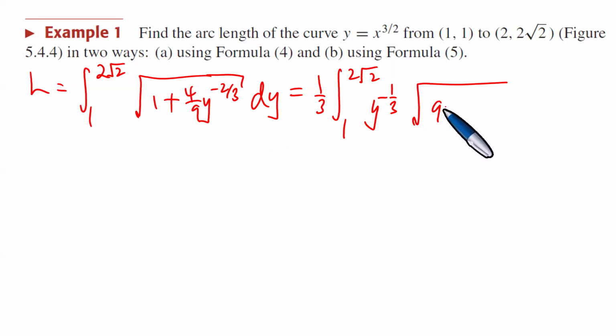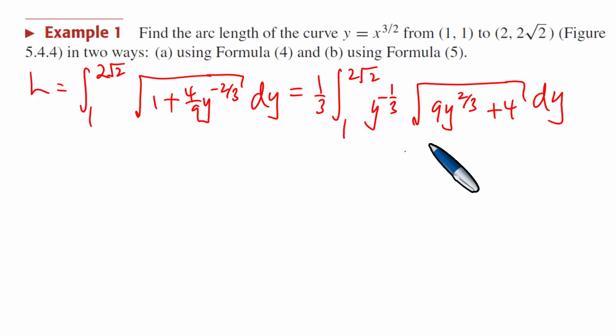which is 9 to the power 2 over 3 plus 4, dy. Okay, we can write this, because if you take the square root of this, when you take it out, the y to the power minus 2/3, check the square root cancels these 2, giving us minus 1/3. Okay, you get to this, and then now we need to evaluate this integral here.